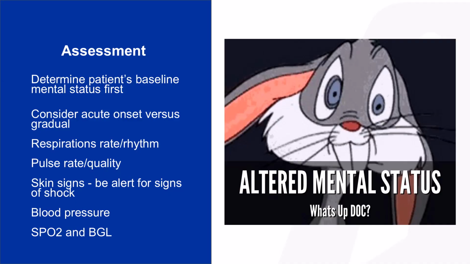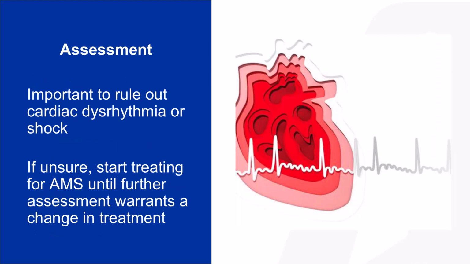Assess respirations, including the rate and rhythm, pulse rate and quality, skin signs, be alert for signs of shock, blood pressure, SpO2, and blood glucose level. It is important to rule out cardiac dysrhythmia or shock. If you are unsure, start treating for altered mental status until further assessment warrants a change in treatment or protocol.